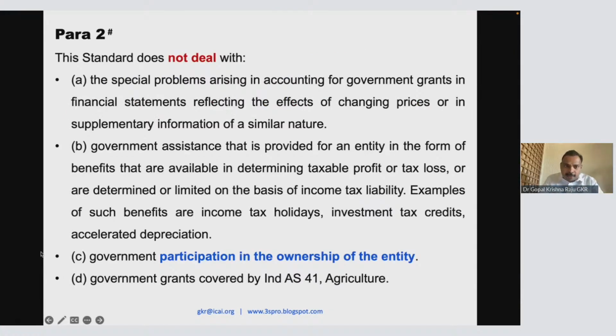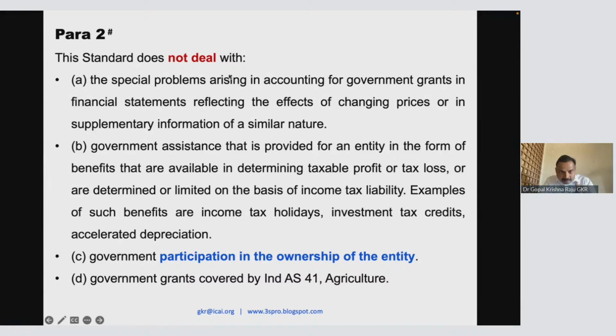Now please come here. Please look at government participation, the ownership of the entity. This is where I have given certain opinions. The statutory body, is it government? The standard does not deal with government participation, the ownership of equity. That means a government company. So for government, you have a separate exclusion. This is a classic example where government participation in the ownership of the entity excludes a government company, because the list doesn't say whether it will be included or excluded. Here only it will come.